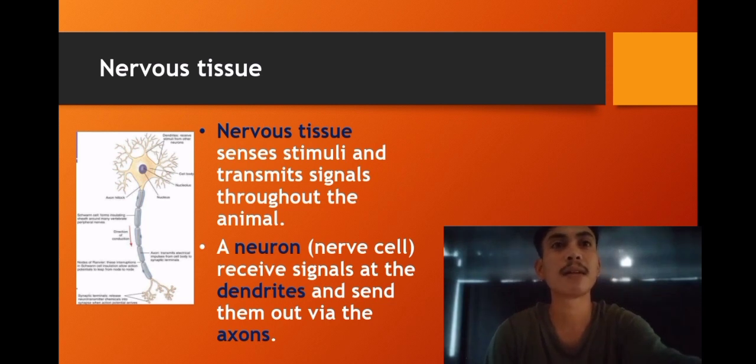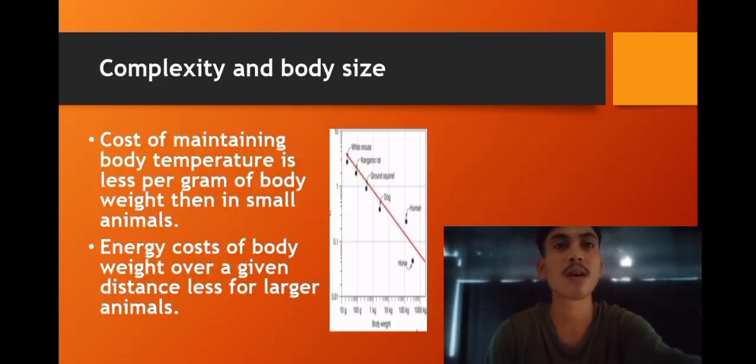And third is complexity of body: complexity and body size. Complexity and body size affect the cost of maintaining body temperature per gram of body weight, which is higher for small animals, while the energy cost of body weight is lower for larger animals.